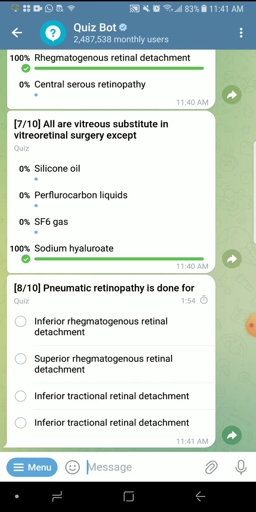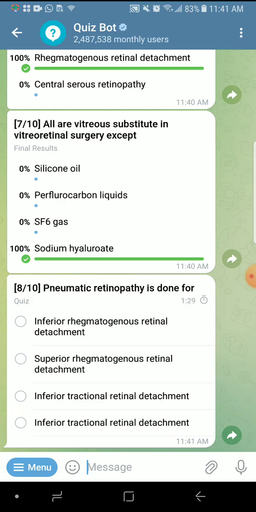Now this is a pneumatic retinopexy. Pneumatic means gas. If you put gas in the vitreous cavity without taking out the vitreous, the gas will go up, and it will cause internal tamponade. So it is only for superior retinal detachment, and you have to laser the hole. Pexy means you have to laser the hole. So it is only for rhegmatogenous and superior rhegmatogenous because gas can go up.